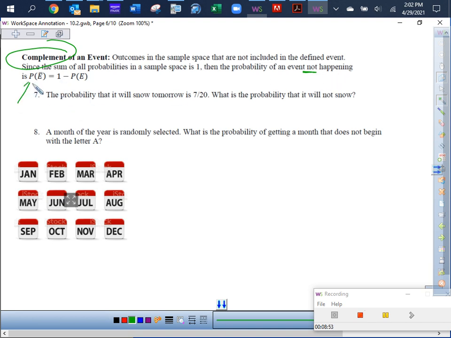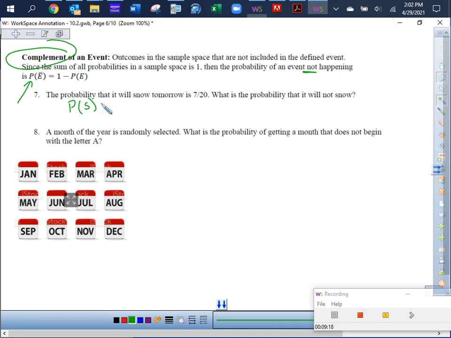And the indication is this weird little bar above it. So this is the probability of the complement of E, like bar E. Right? If there's an event named E, the probability of the complement is 1 minus that. So let's use a real life example to make that make sense. The probability it will snow tomorrow is 7 out of 20. What is the probability it will not snow? So to use language in mathematics symbols, it would probably do this.